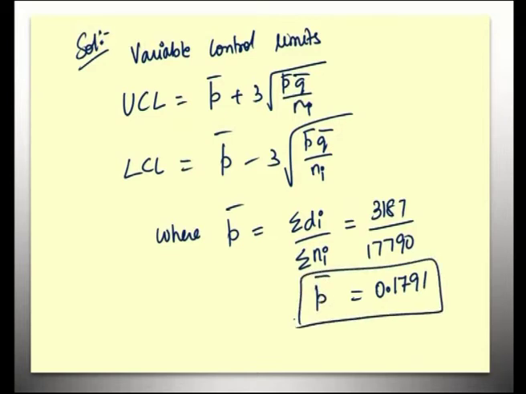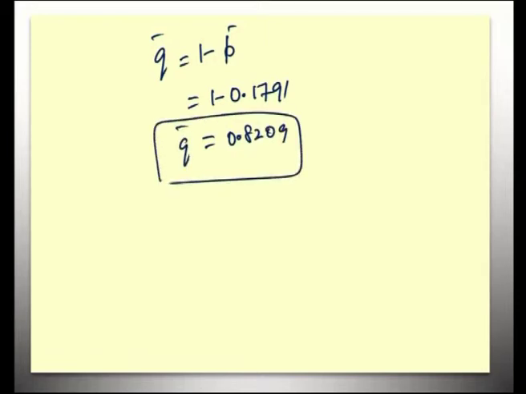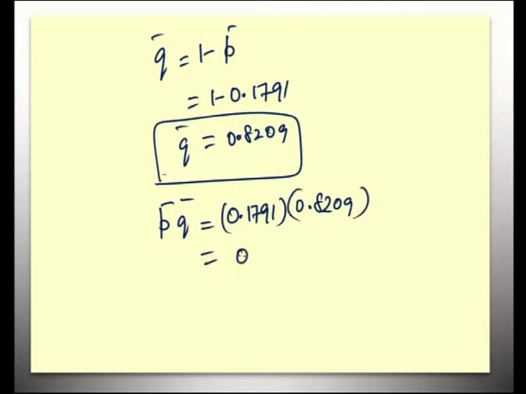Thus, Q bar is equal to 1 minus P bar, which is 1 minus 0.1791 is equal to 0.8209. This is Q bar. Now, P bar Q bar is also required here. P bar Q bar value is 0.1791 into 0.8209 is equal to 0.1470231. This is the P bar Q bar value.